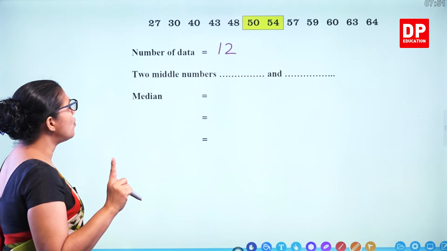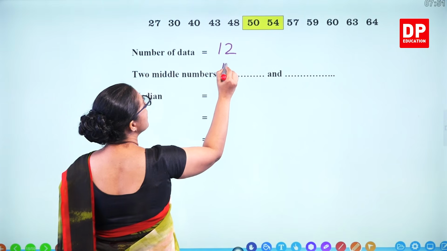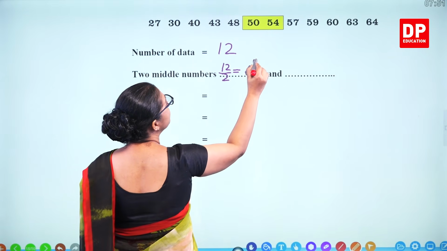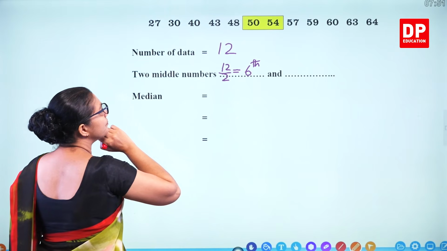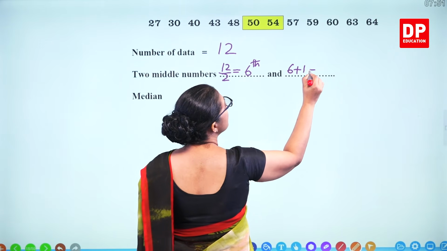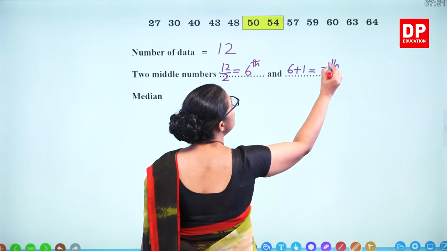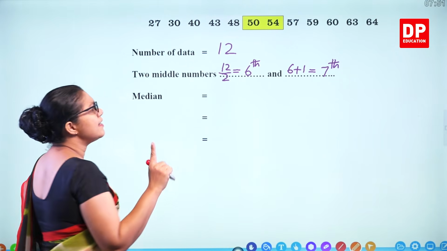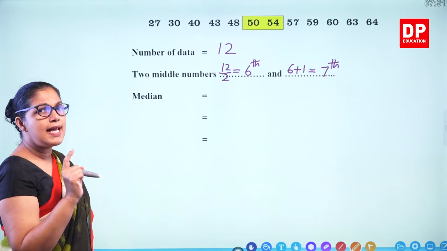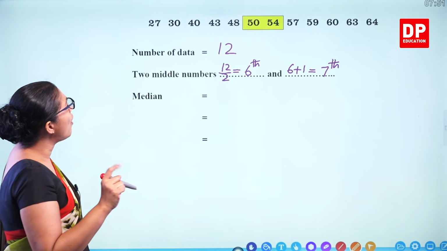So, how do you find out the middle two numbers? 12 divided by 2. That's the first one. 12 divided by 2 means sixth one. Then 6 plus 1, that's the seventh one. So, you take the sixth and seventh one. But make sure that your data set is in increasing order, ascending order.